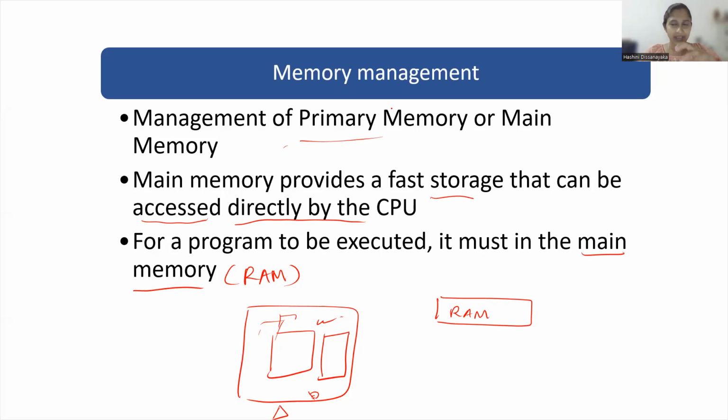Once they process something inside the CPU, they come back to the RAM. If we want to store those things, we can send them to the secondary storage device. Otherwise, we can send them to the output devices.